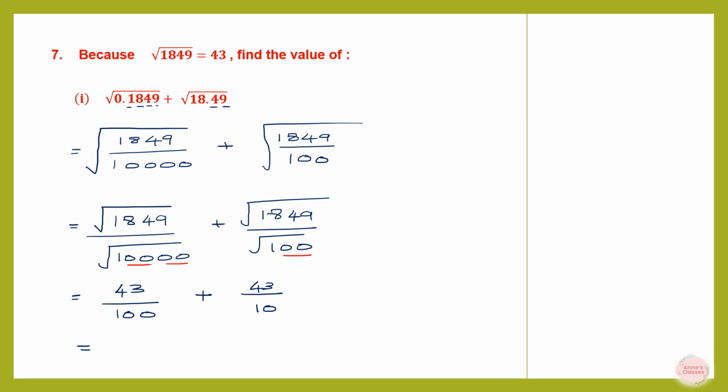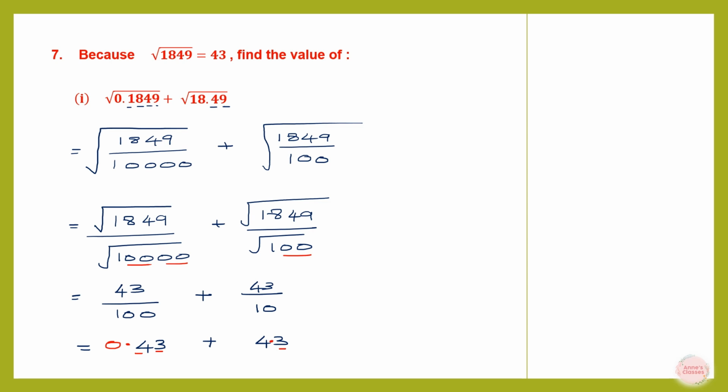Now convert this to a decimal number. So I can write 43 and then in my denominator there are 2 zeros. So it's divided by 100. Division means the point will move to the left. So the point is going to move 2 places to the left. So it becomes 0.43. Plus here also, let's make it a decimal number. 43, look at the denominator, there's 1 zero. So there should be one decimal place. So it's 4.3.